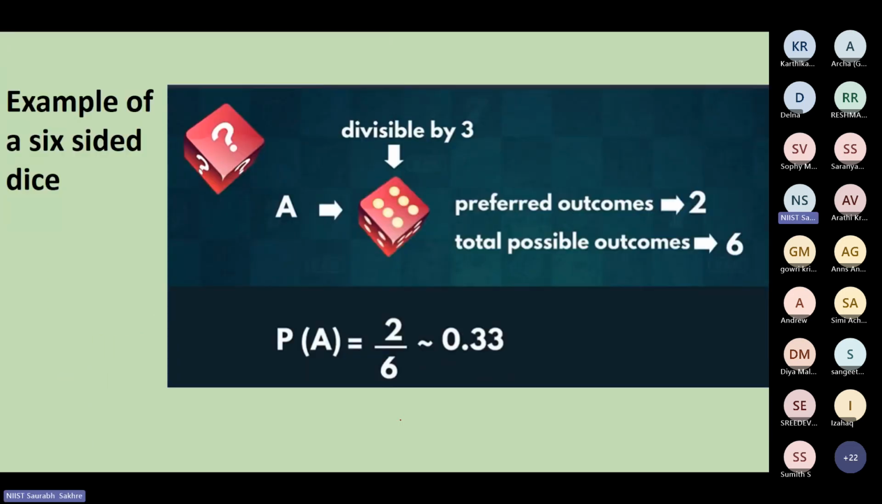Now, suppose I want a number which is divisible by 3 on a dice. My job is to see what the probability is. What is the probability?